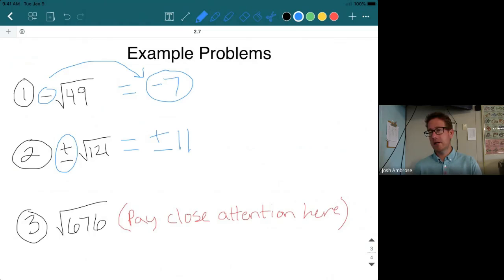If you don't have those memorized, do it. Memorize 1 to 20. It will help you greatly. Or take the time to write it out on a piece of paper. Take the time, you will be fine. All right, let's move into example 3. Pay close attention here because now we jumped up big time. The square root of 676. Odds are you do not know what the answer is to that right off the top of your head.